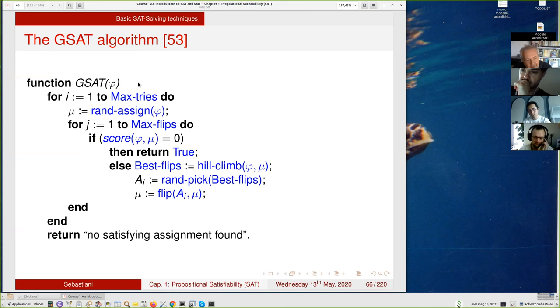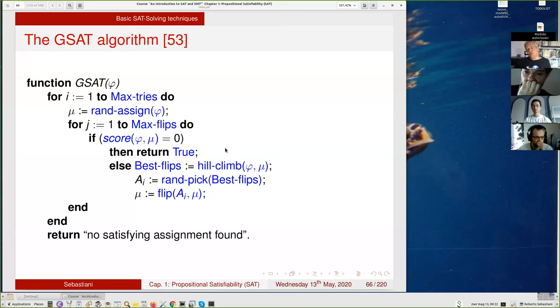So the idea of the original algorithm, GSAT, which is in front of you now, is that you make a maximum number of tries overall. At every try, you start from a random assignment. By assignment here we mean total truth assignments. Then you do a maximum number of flips, where a flip means toggling the value of one single variable. At every step, you compute the score of the current truth assignment, so you check how many clauses are unsatisfied. If this is zero, of course you are done. Great, you have found a satisfying assignment.